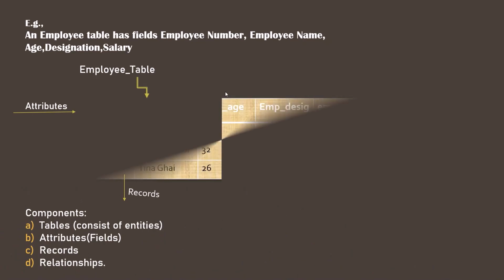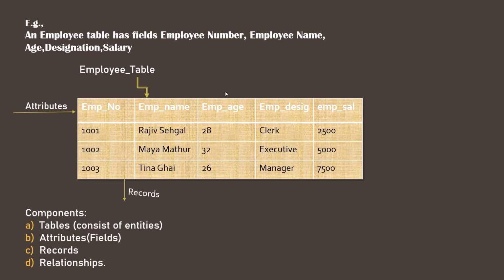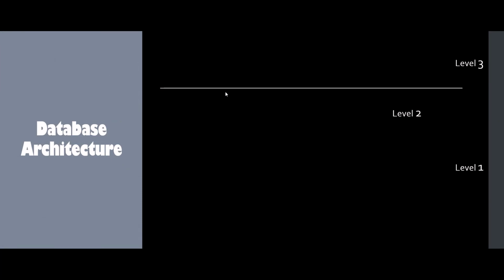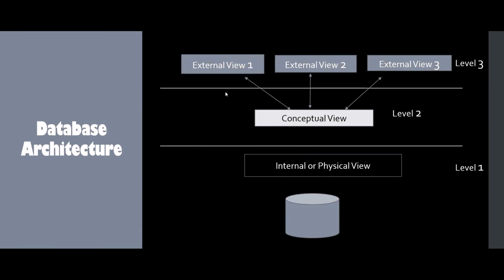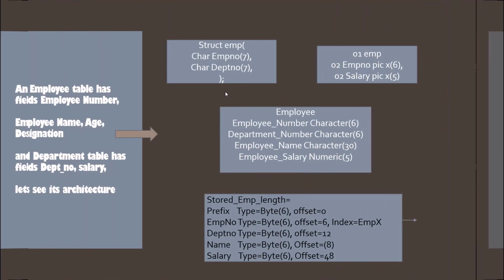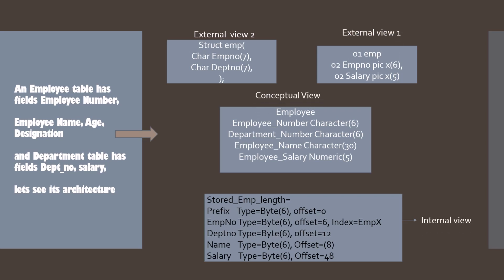Okay, so here is an example of tables, attributes, records, and relationships. And we have learned the database architecture here. There's a hard disk, which is the physical view, then the conceptual view, and then the external view. Yeah, we have the internal storage level, then the conceptual level, and then the external user level. The internal view shows how the file is stored, the conceptual view shows how the database is designed, and the external view shows how the users can use it.